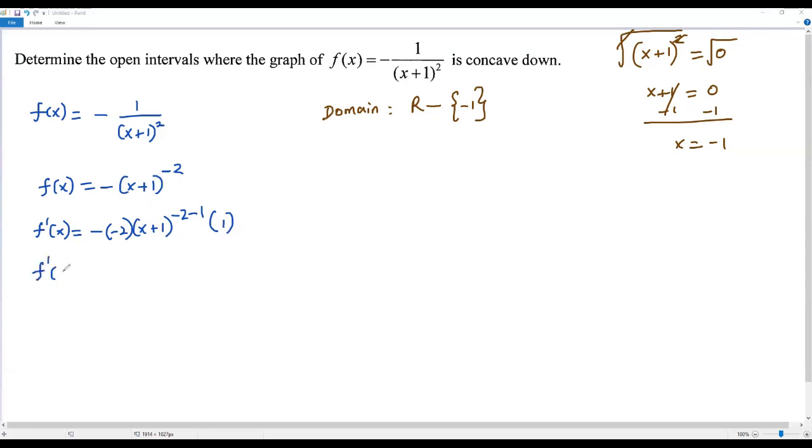Okay, now let's do some simplification. f prime of x equals negative times negative is positive. That is positive 2 we are getting over here. 2 times this number 1 is still 2. We are getting 2 times (x plus 1) to the power of, when I combine negative 2 and negative 1, I'm getting negative 3 as the exponent.